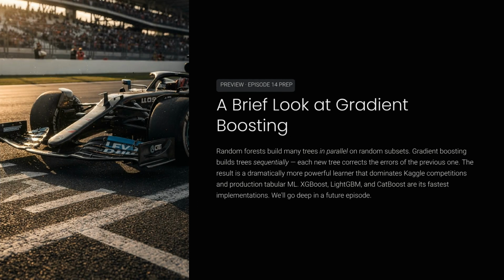Looking ahead, gradient boosting builds trees sequentially, where each tree corrects the errors of the previous one. This creates a dramatically powerful learner, dominating Kaggle competitions. We'll explore XGBoost, LightGBM, and CatBoost later.